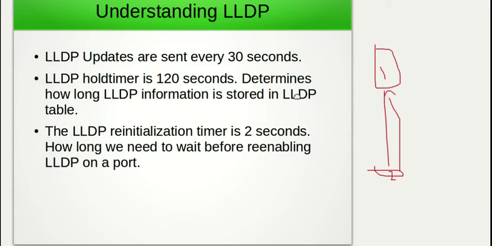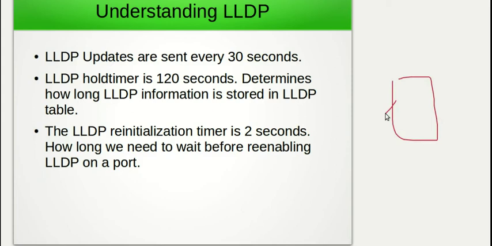So normally what you would see is that with the show lldp neighbors command, the timer will go all the way down to 90 and it will be refreshed back to 120 because it's receiving packets from its neighboring devices every 30 seconds. LLDP also supports what's called a reinitialization timer. This timer is just how long we have to wait before we can re-enable LLDP on a port. So in this case, if we have LLDP running and we disable it on a port, before we can re-enable it again, we would have to wait by default 2 seconds.